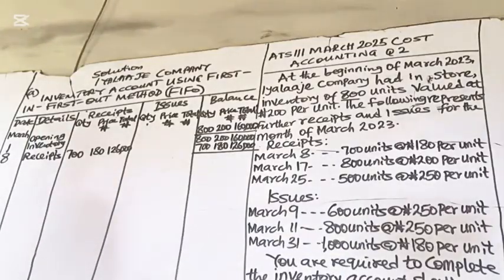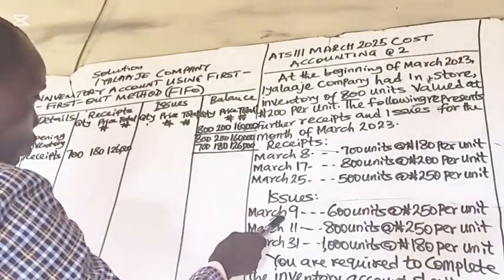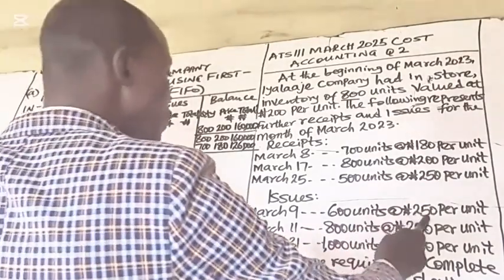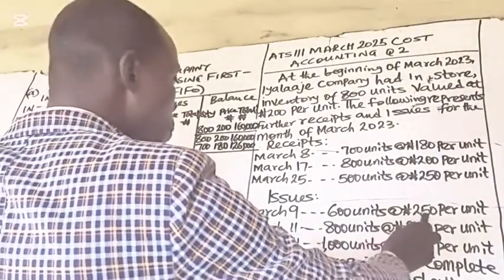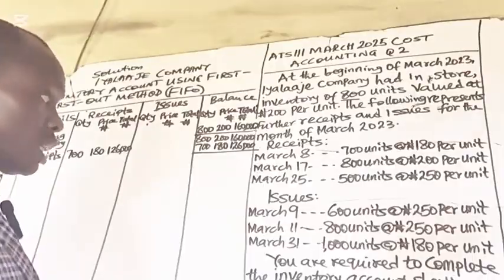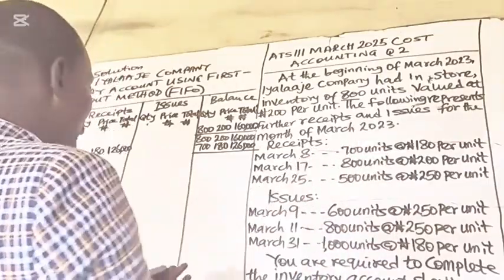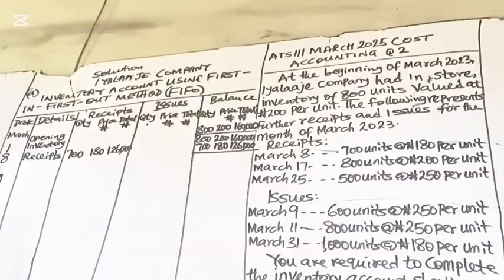Then, before March 17, this transaction will have happened. We have issues on the 9th of March. So, March 9, you issue 600 units. I've told you this price of issue is not the price at which issue will be made. This issue price is the selling price. If you want to calculate the value of sales, that is when you will need this price. So it is the price of receipt that will be used, price of purchase that will be used. 600 units were to be issued.